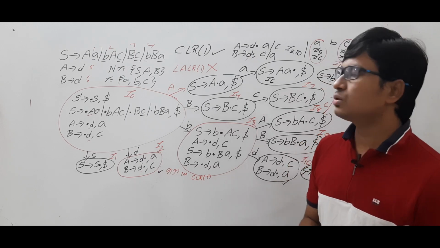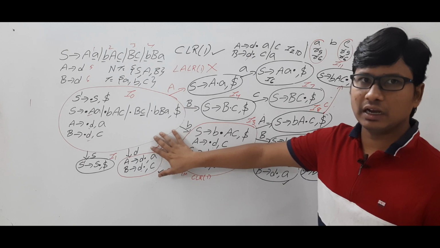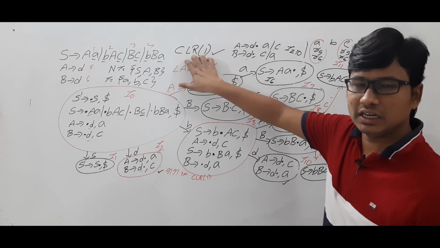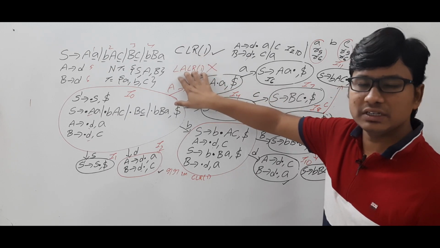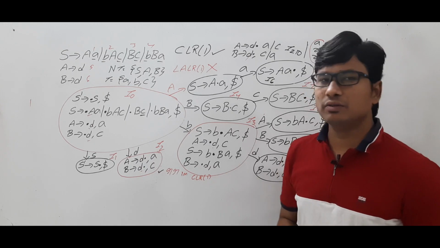Is it clear? So I hope you have understood from the given grammar how I constructed the LR1 items. Then from these LR1 items, how I determined whether it is CLR1 or not, and then how I discussed whether it is LALR1 or not. I hope you are clear with this concept.